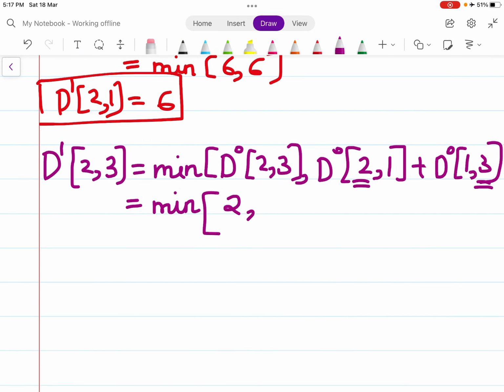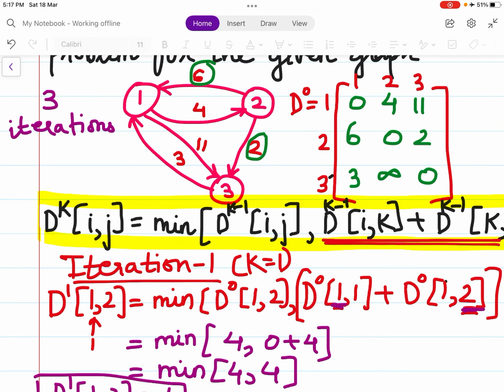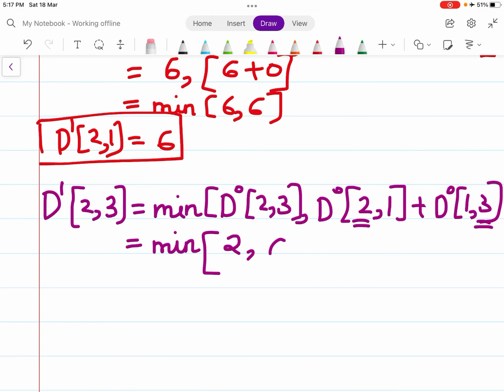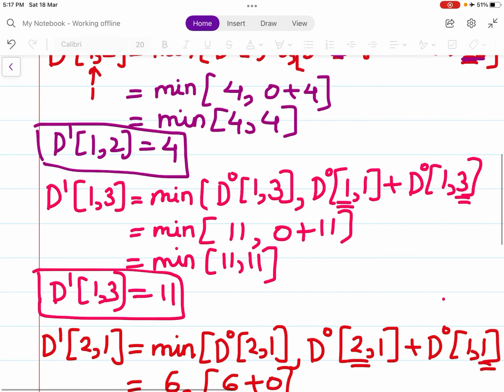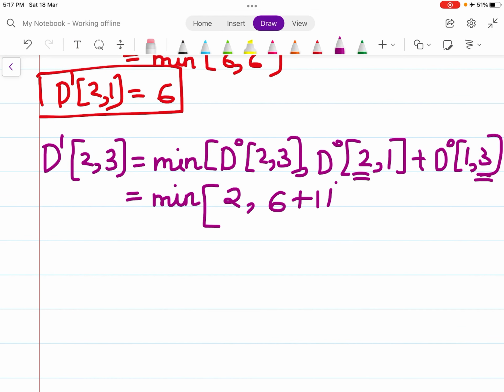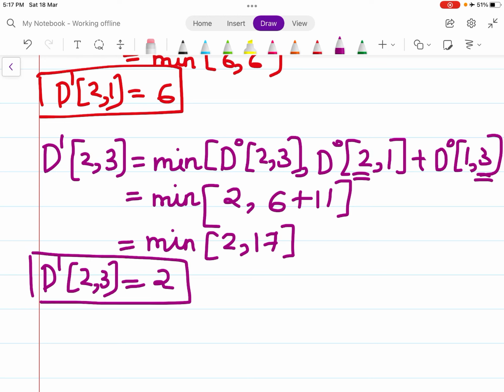So min of d0 of 2,1 and d0 of 2,1 plus d0 of 1,3 is how much? d0 of 2,1 is 6. So 6 plus d0 of 1,3, which is 11, gives 17. So the minimum of 6 and 17 is 6. Hmm, so 6 is the minimum out of these. So 2 will be the value of d1 of 2,3.